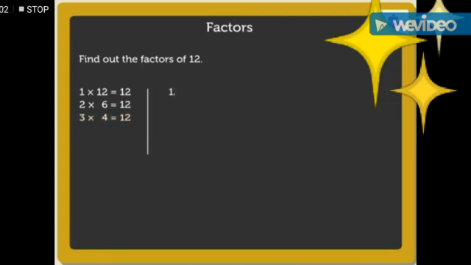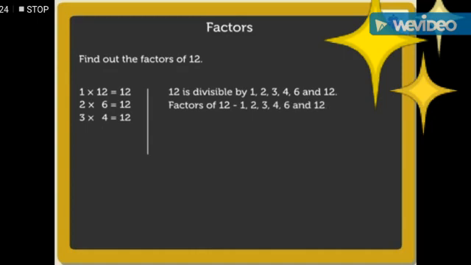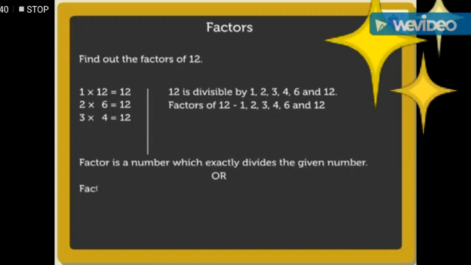Thus, we now understand that 12 is divisible by 1, 2, 3, 4, 6, and 12. Hence, we say that the numbers 1, 2, 3, 4, 6, and 12 are the factors of 12. Hence, we can define factor of a number as a number which exactly divides the given number. Or we can say that factors are numbers you can multiply together to get the given number.